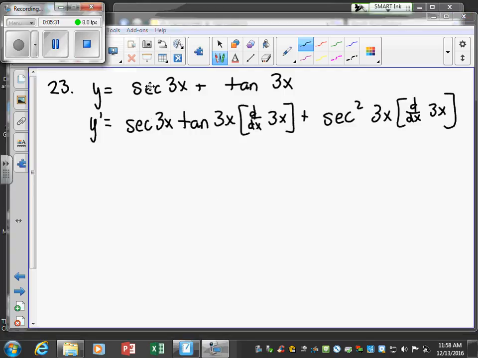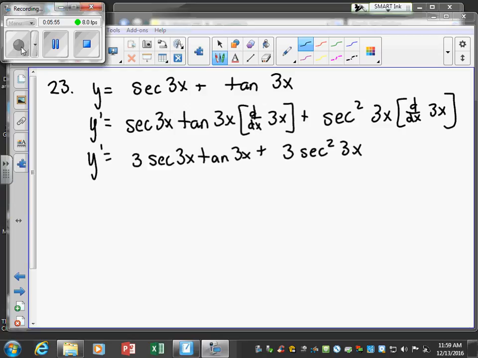Okay, so we have the derivative of this is secant x tangent x. Then we have to do the derivative of this 3x here. The derivative of tangent x is secant squared x. And then we have to account for the derivative of this term. So let's evaluate those now.